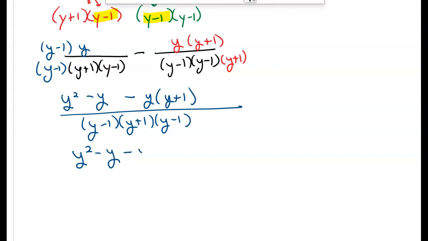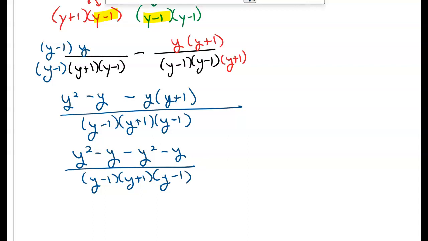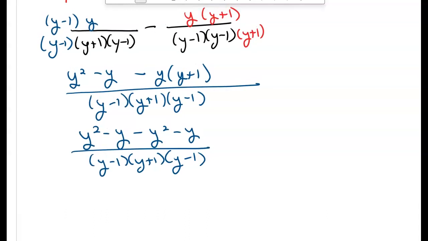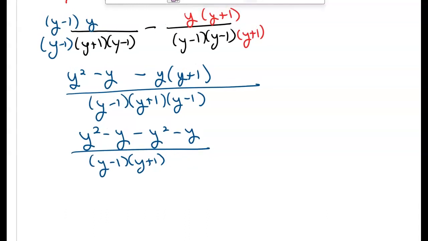So this becomes a negative y squared minus y all over, what do we get? y minus 1, y plus 1, y minus 1. You could square the y minus 1 if you wanted to. You could sit there if you don't like that here, guys. Could you do this? Would you guys agree? Would that be okay? Would that be correct in our answer? Yeah, because it's the same thing.